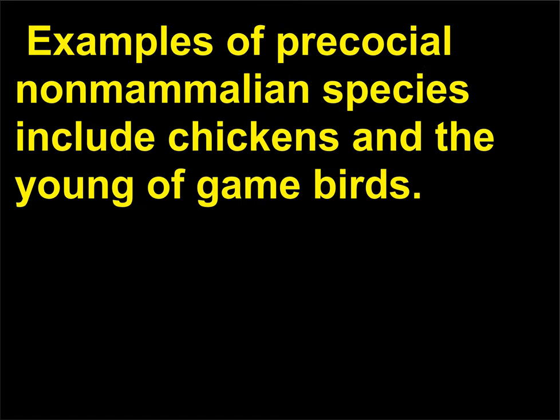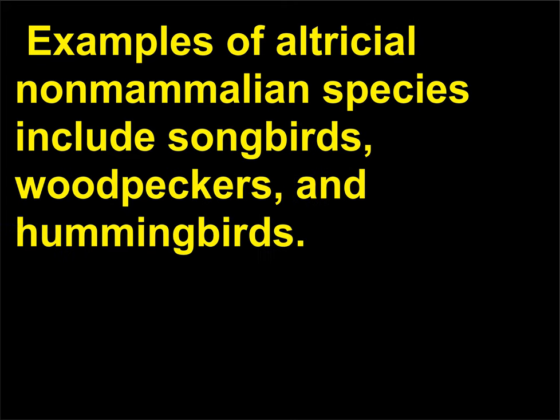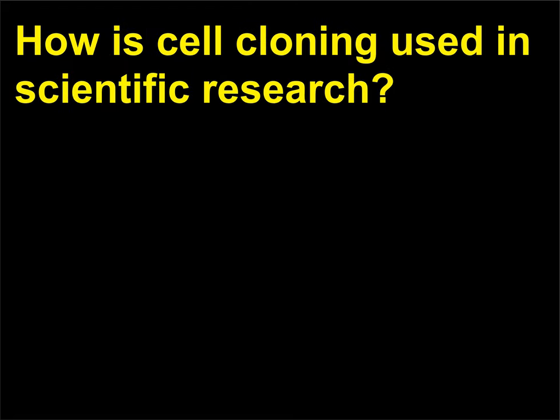Examples of precocial non-mammalian species include chickens and the young of game birds. Examples of altricial non-mammalian species include songbirds, woodpeckers, and hummingbirds. How is cell cloning used in scientific research?